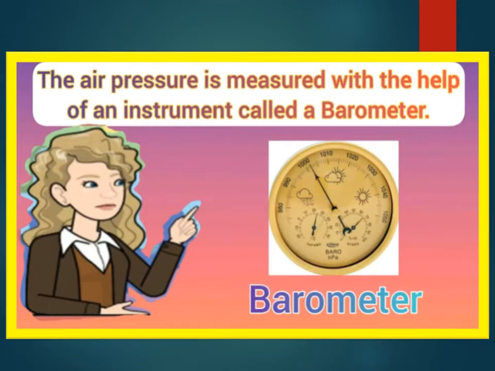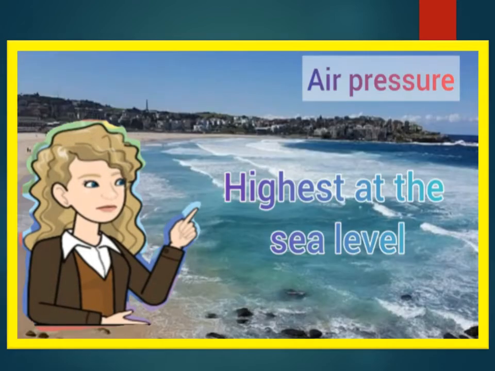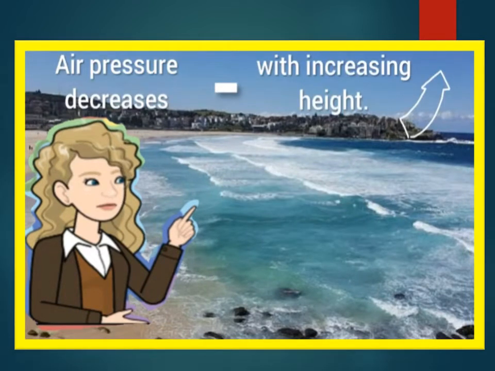Children, air pressure is measured with an instrument called a barometer. Children, you must remember that air pressure is highest at sea level. And air pressure, children, decreases with increasing height. As you go higher, air pressure decreases. Okay?